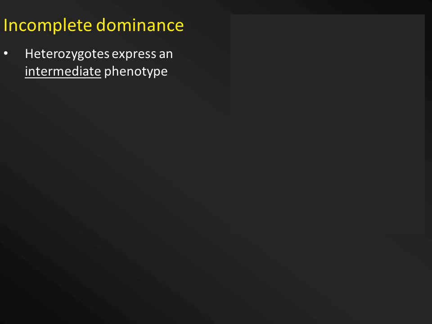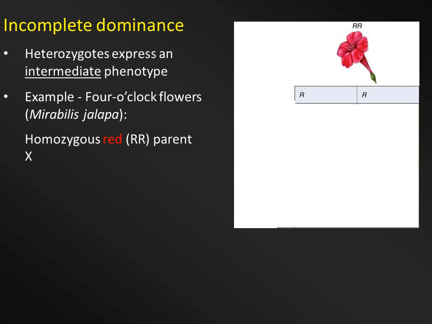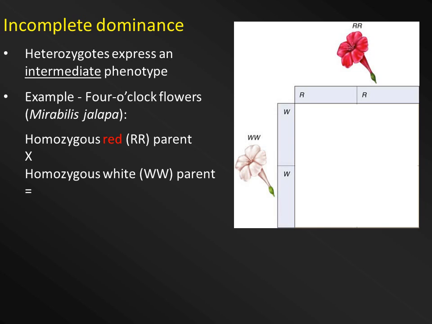In incomplete dominance, heterozygotes express a phenotype that's somewhere in between the dominant and the recessive phenotype. We call this an intermediate phenotype. And a good example of this pattern of inheritance is in the 4 o'clock flowers. 4 o'clock flowers can have a red color that's determined by being homozygous for the red gene, and a white color, which is homozygous for the white gene.